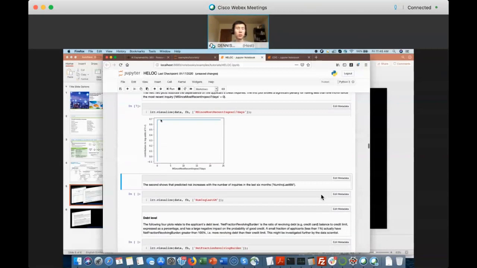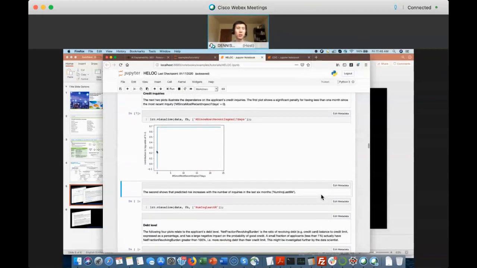So this, for example, shows something kind of interesting in that as long as your months since most recent inquiry is 1 or greater, so as long as it has been a month since your last inquiry, then it kind of doesn't matter, right? But if it was less than a month, then you take some penalty in terms of what the model is predicting.